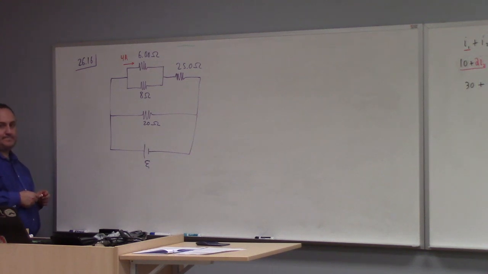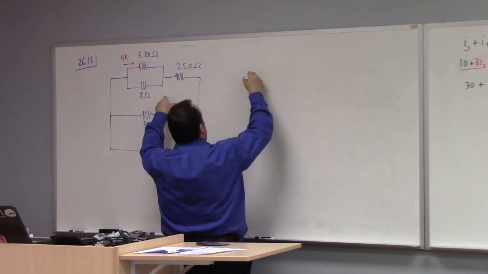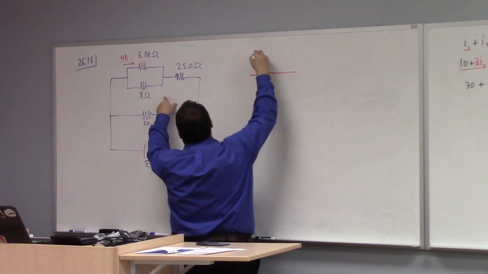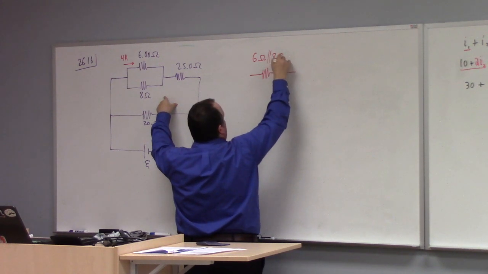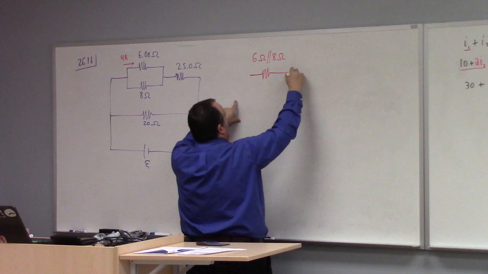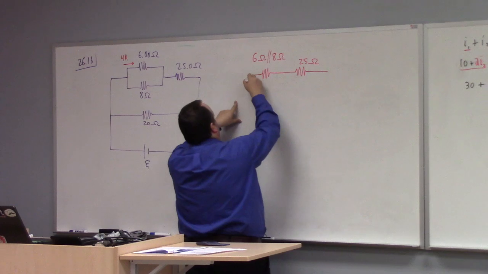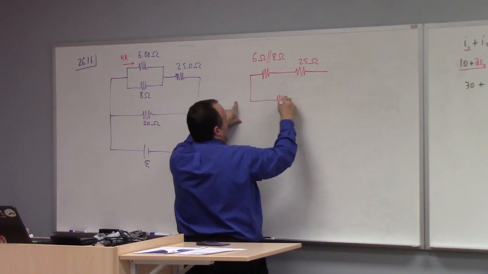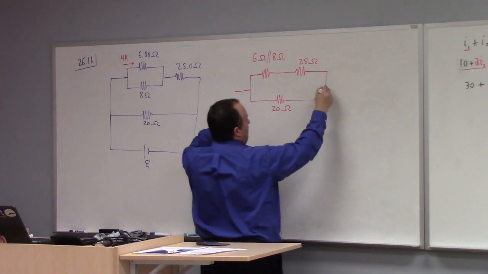The 4 A is the current going through the 6 ohm. Just the 6 ohm. So the equivalent resistance idea, right? Let's do that. So basically, we can look at this as, I'm going to draw it symbolically. We've got the 6 ohm paralleled with the 8 ohm, right? And that is in series with this 25 ohm, right? And then that is in parallel with this 20 ohm down here, right? So that's the first thing.